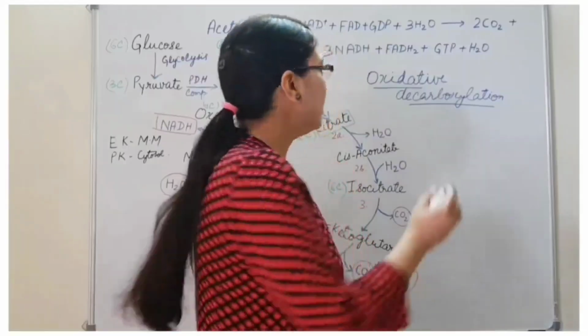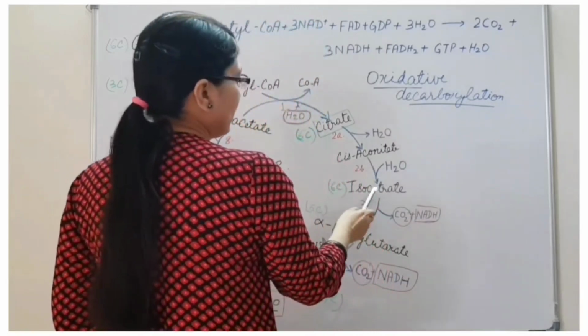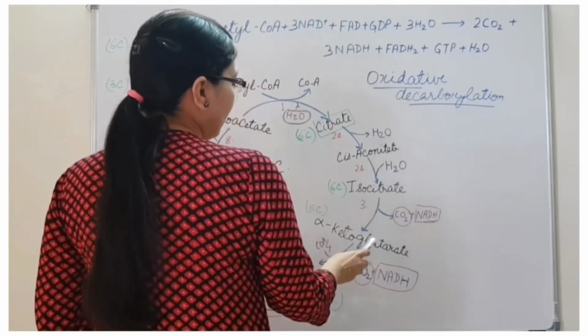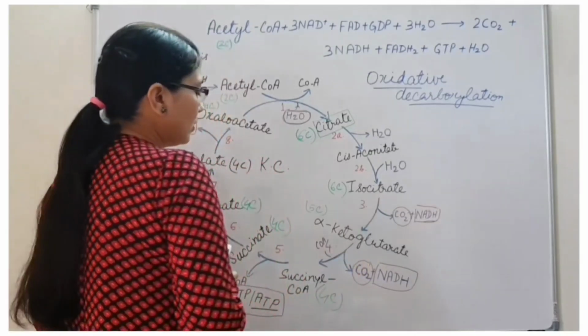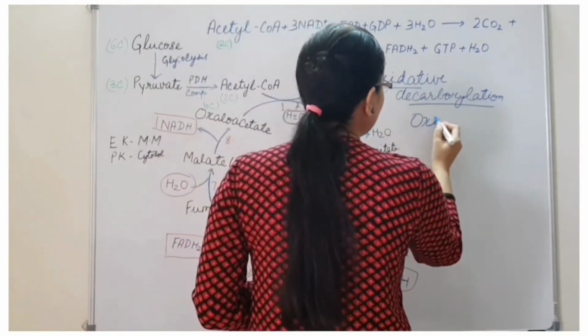decarboxylation. Oxidative decarboxylation. This takes place at two steps: conversion of isocitrate to alpha ketoglutarate and conversion of alpha ketoglutarate to succinyl coenzyme A. Here oxidation takes place.